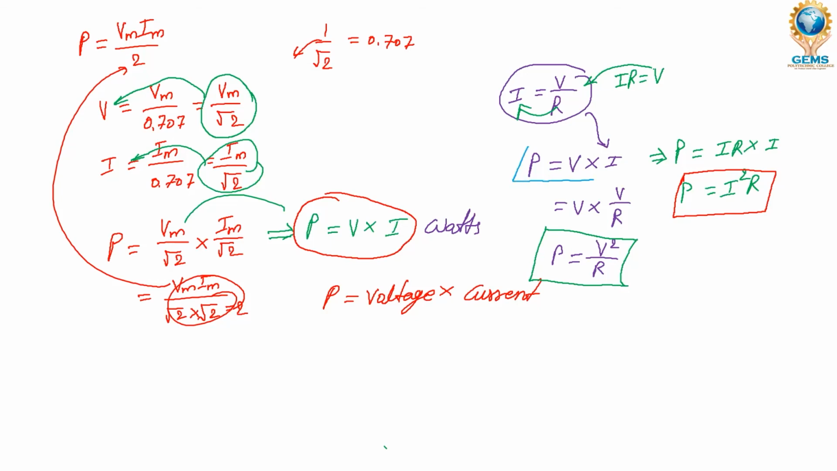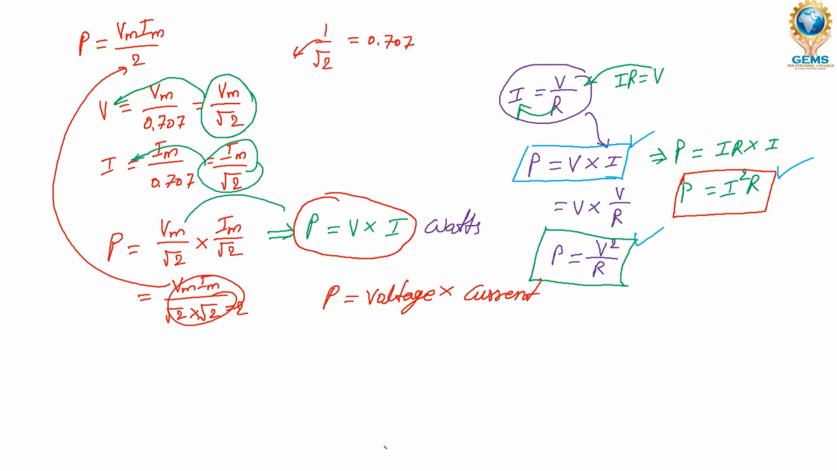For calculating power, we have three formulas. Power equals voltage into current. Power equals voltage square by resistance. Power equals current square into resistance. So based on the values, we can choose any one formula.